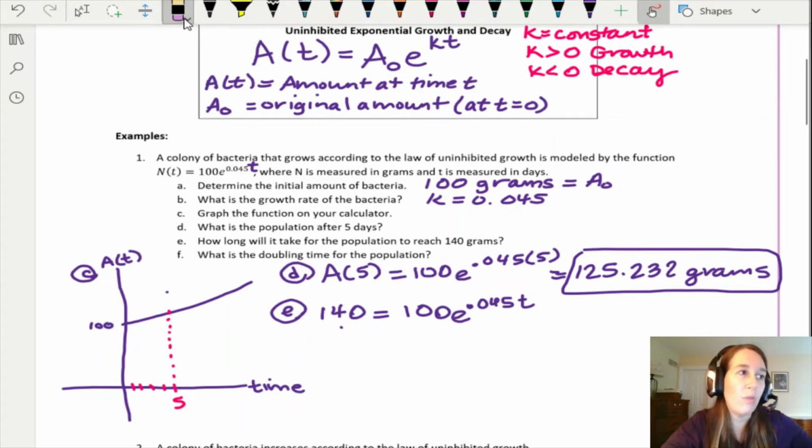Let me just erase this little dot. I don't need that. Dot, you're in the way. Uh-oh, it doesn't want to erase. Ah, there it is.